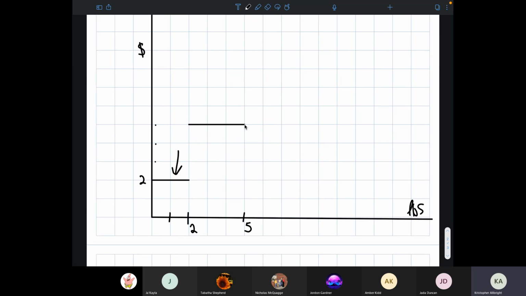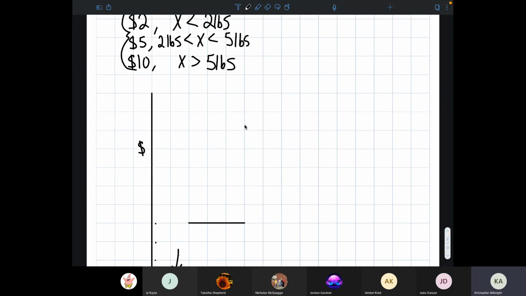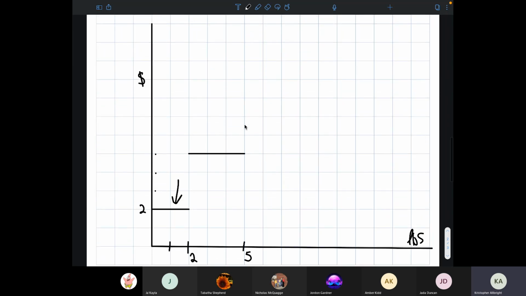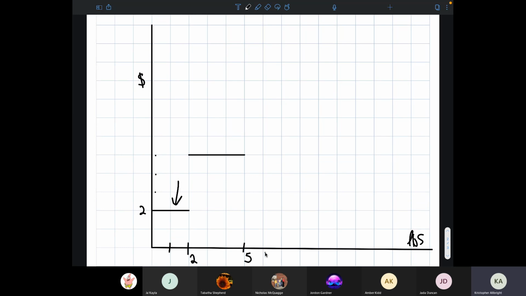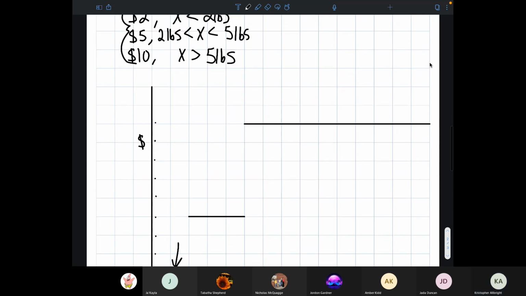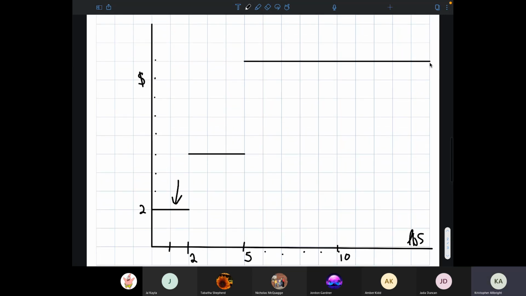And then we say $10 if x is greater than 5. So now we just count to 10. So 5, 6, 7, 8, 9, 10. It's right here. And then we count to 10 over here. So 5, 6, 7, 8, 9, 10. So here, all the way this way. Does this make sense?